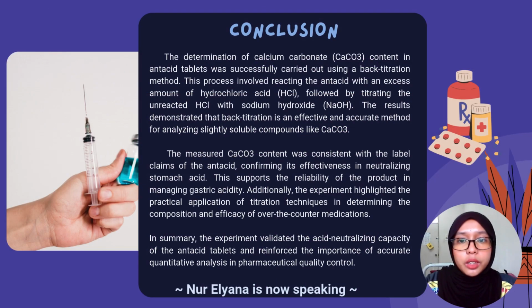Lastly is the conclusion. The determination of calcium carbonate content in antacid tablets was successfully carried out using a wet titration method. This process involved reacting the antacid with an excess amount of hydrochloric acid, followed by titrating the unreacted HCl with sodium hydroxide. The results demonstrated that wet titration is an effective and accurate method for analyzing slightly soluble compounds like CaCO3. The measured CaCO3 content was consistent with the label claims of the antacid, confirming its effectiveness in neutralizing stomach acid. This supports the reliability of the product in managing gastric acidity.